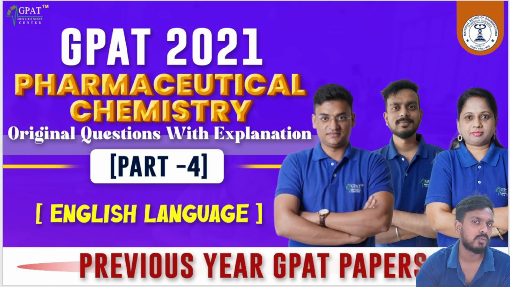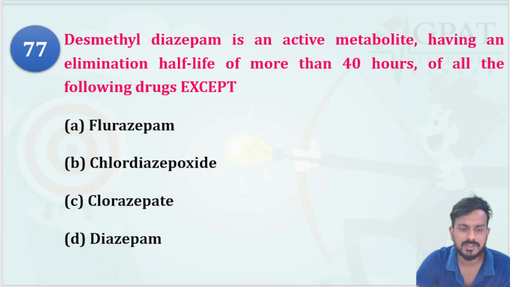Let's see what are the questions that were asked in GPAT 2021 along with the detailed explanation. Coming to the first question: desmethyl diazepam is an active metabolite having an elimination half-life of more than 40 hours of all the following drugs except which drug? Your options are clorazepate, chlordiazepoxide, clobazam, and diazepam.